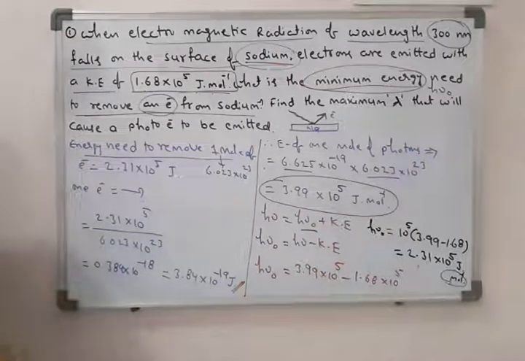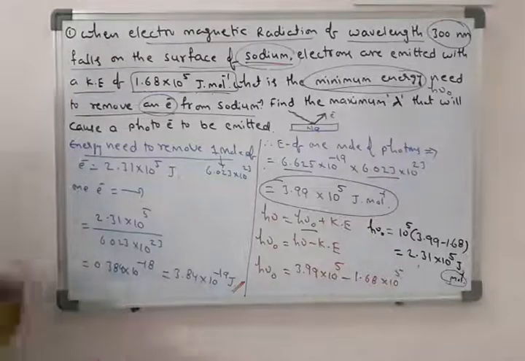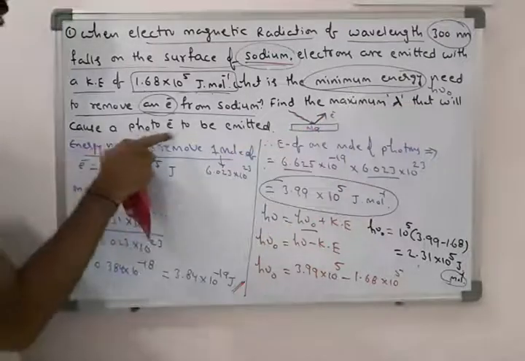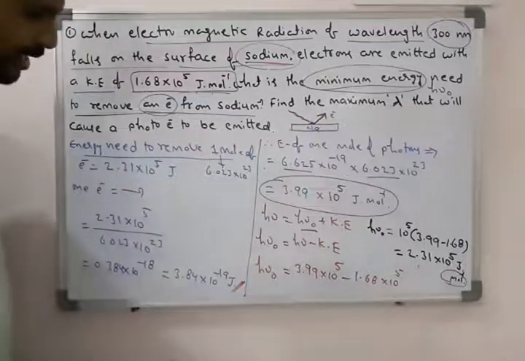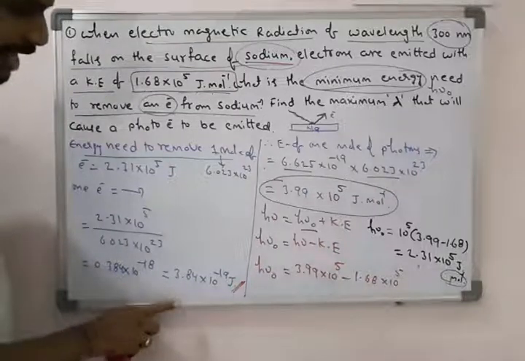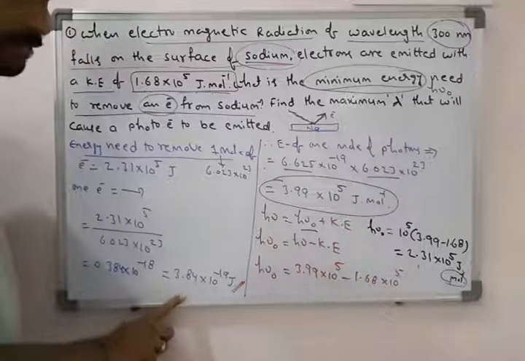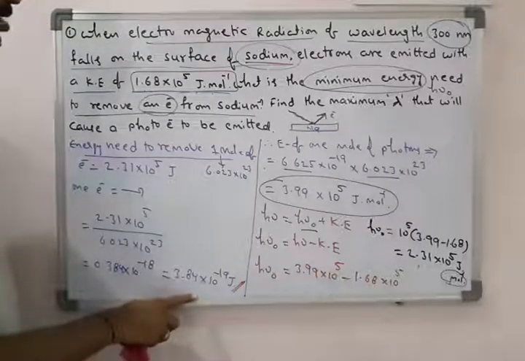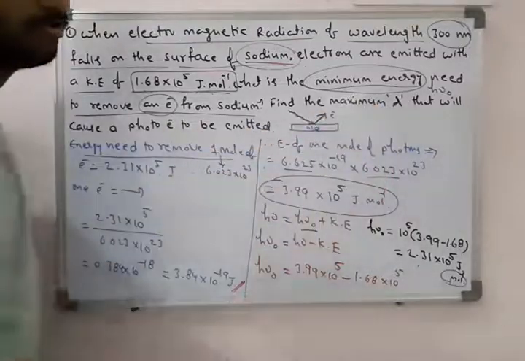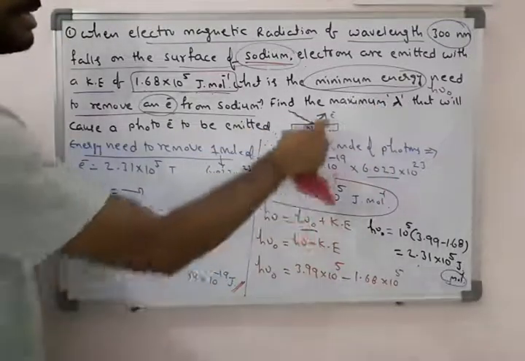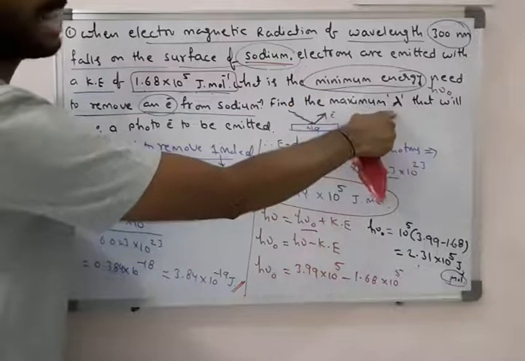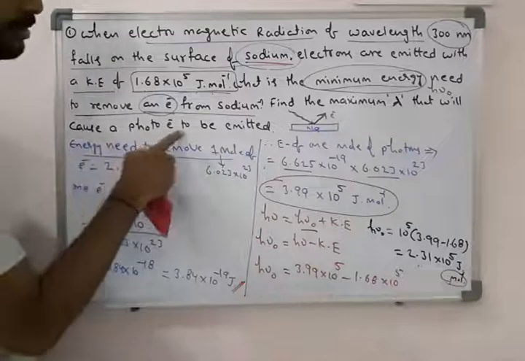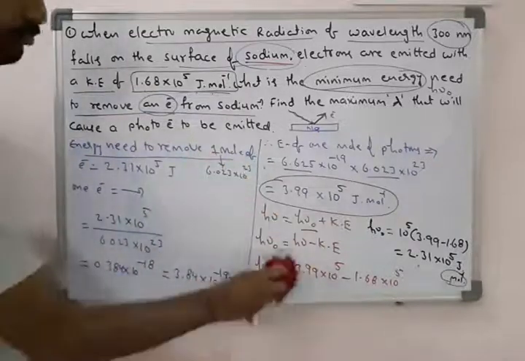Next in this problem, again it is asked to find the maximum lambda that will cause a photoelectron to be emitted. Here we calculated the amount of energy to remove an electron, but this is in terms of energy. This energy, we are asked to find out in terms of wavelength. Same here, the minimum energy. This is the maximum lambda that will cause a photoelectron, meaning that it is used to remove an electron.